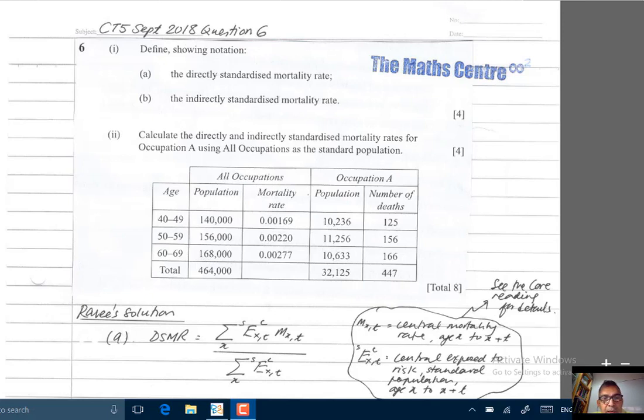Let's start. In part 1, we are asked to define, showing notation, the directly standardized mortality rate. I'm going to call it DSMR. And in part B, the indirectly standardized mortality rate. This is just my notation. It can differ in books. And of course, in part 2, we are asked to calculate these rates for occupation A using all occupations as the standard population. So we'll run through the calculations rather quickly because it's just an application of formulas. Okay, let's start.